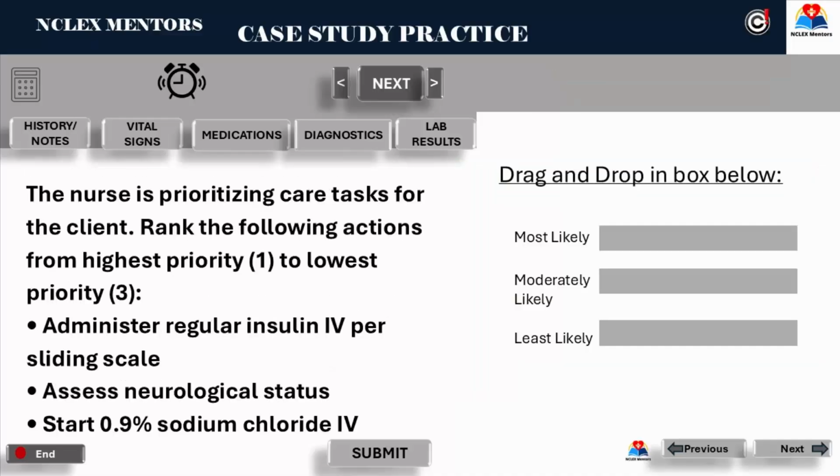Question 3. Prioritize hypotheses. Rank the following actions from highest to lowest priority. Administer regular insulin IV per sliding scale. Assess neurological status. Start 0.9% sodium chloride IV.